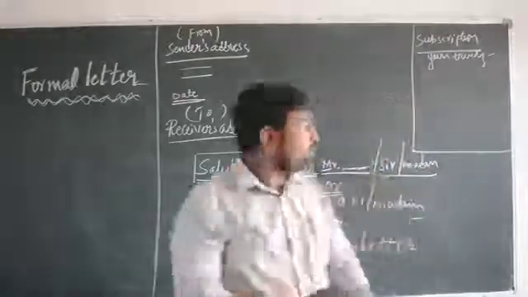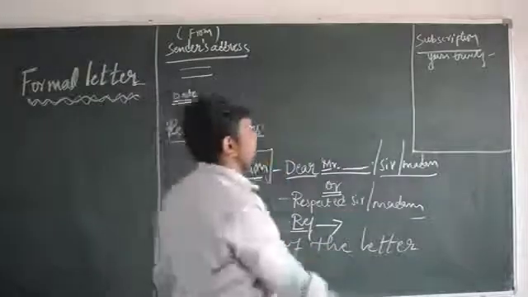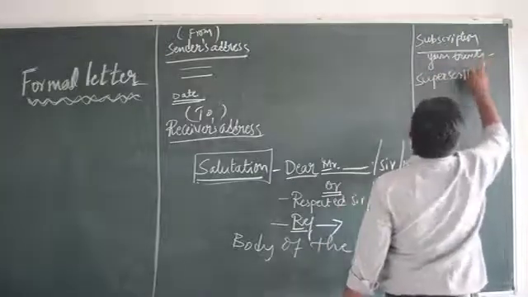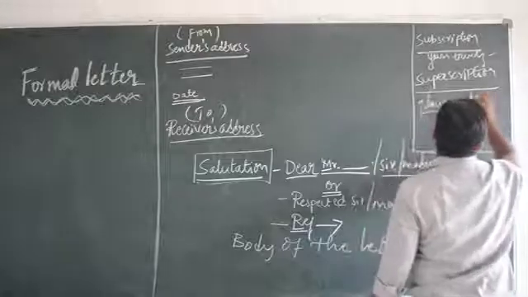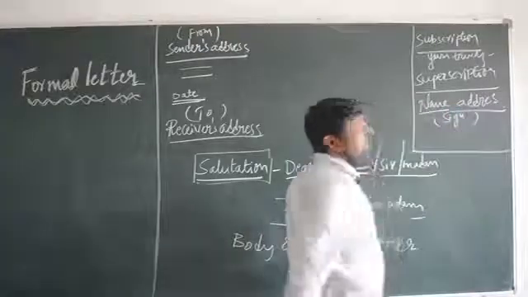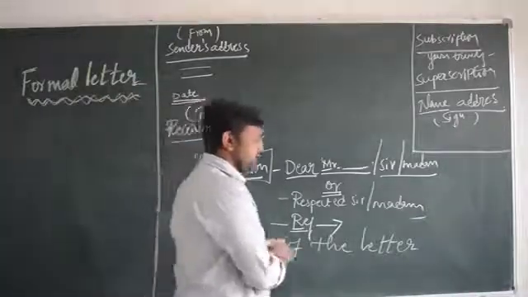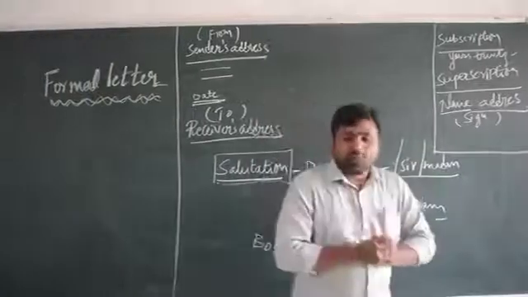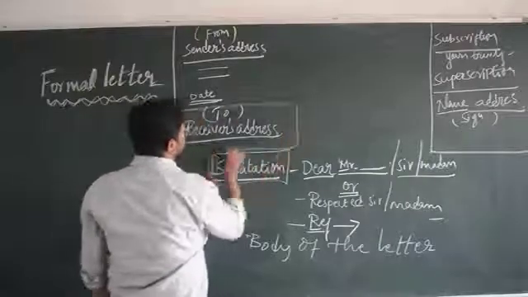I hope up to this you are clear. After the subscription, you have to write the superscription. Superscription, you have to write your name here, then address. Name and address. Then sign. As you all know, we usually send a formal letter in an envelope. So at the top of the envelope, you have to mention the address of the person to whom you are writing.